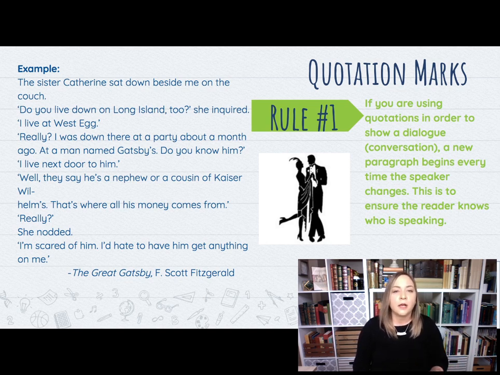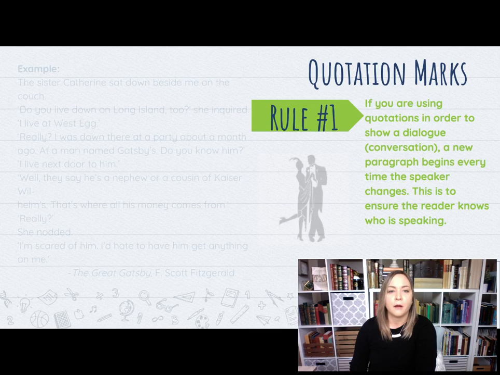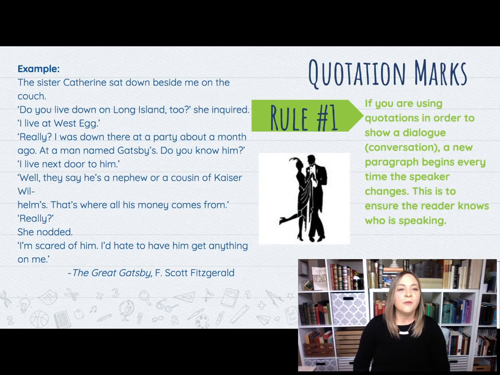"Do you live down on Long Island too?" she inquired. "I lived at West Egg." "Really, I was down there at a party about a month ago, a man named Gatsby's. Do you know him?" "I live next door to him." "Well, they say he's a nephew or a cousin of Kaiser Wilhelm's. That's where all his money comes from." "Really," she nodded. "I'm scared of him. I'd hate to have him get anything on me."